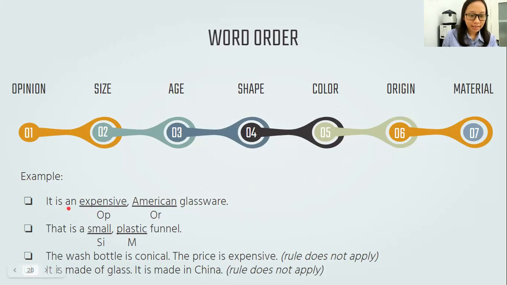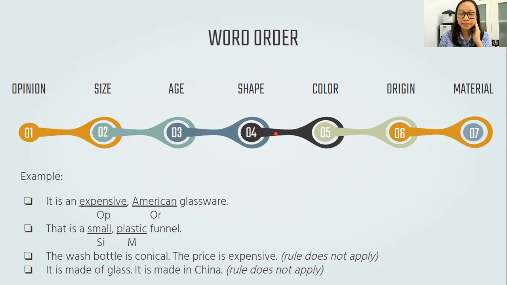Nah, seperti ini. An expensive American glassware, alat kaca, peralatan gelas. Ini kan ada dua adjectives. The first is expensive, the second is American. There are two adjectives in one noun phrase. Nah, susunannya bagaimana? Susunannya ini, mengikuti urutan ini. Opinion, size, age, shape, color, origin, material.